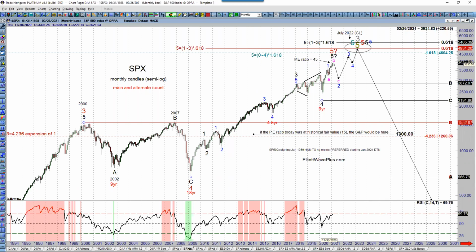If you look at that chart one more time, let's see if I was smart enough. No, I closed it out. Let me see if I can find it.